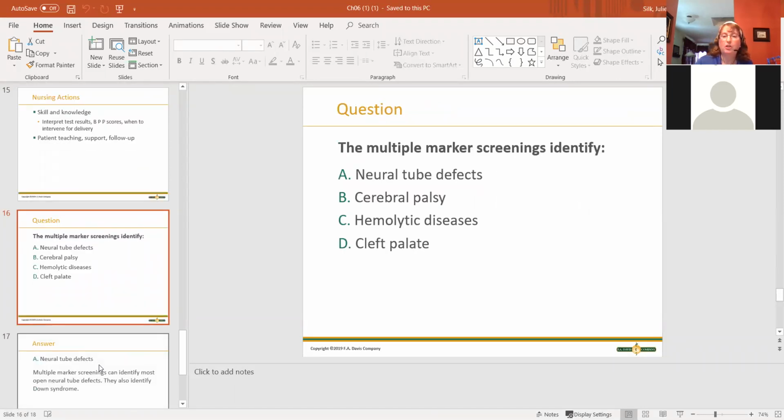Okay, the multiple marker screenings identify what? This is going to identify neural tube defects, A.